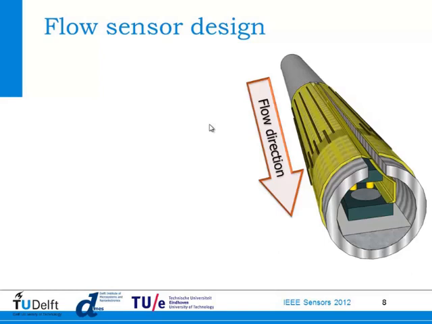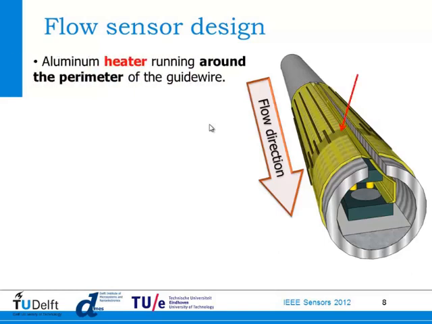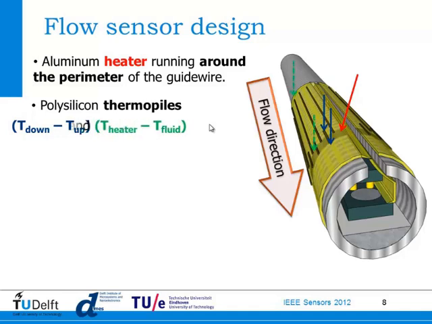It has 3 main components. The first one is a heater. There is a small heater ring around the diameter of the guidewire. Compared to the previous talk, this time we also add 2 polysilicon-based thermopiles. The first one measures the temperature difference between a small point upstream from the heater, and the second one downstream from the heater. And the second thermopile measures the temperature difference between the heater itself and the point far away upstream, which we call T fluid. So it's measuring the temperature difference between the heater and the fluid.